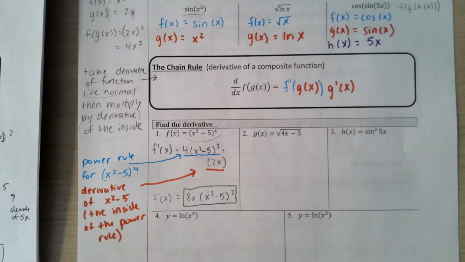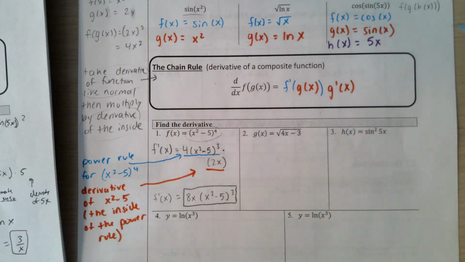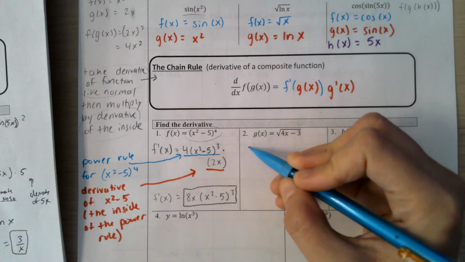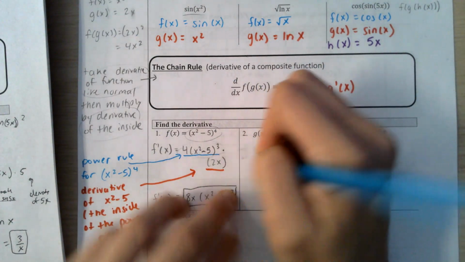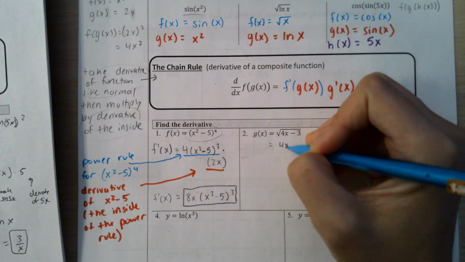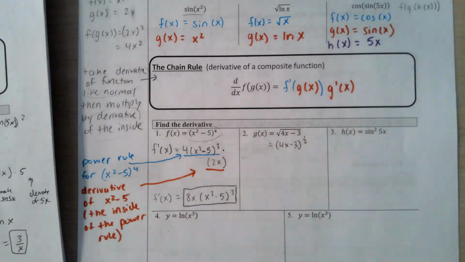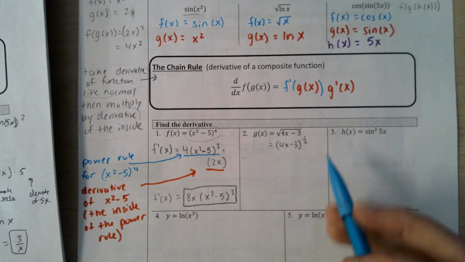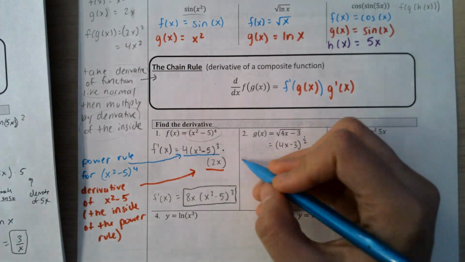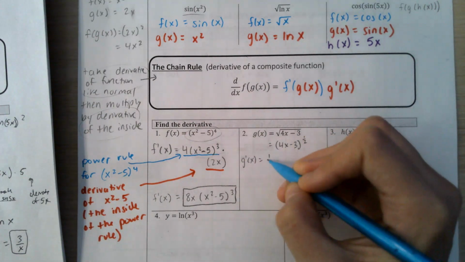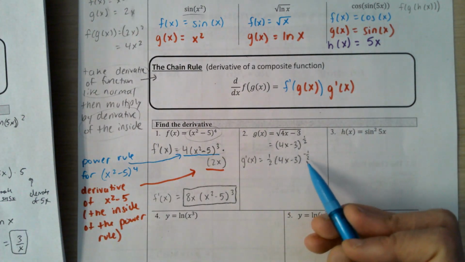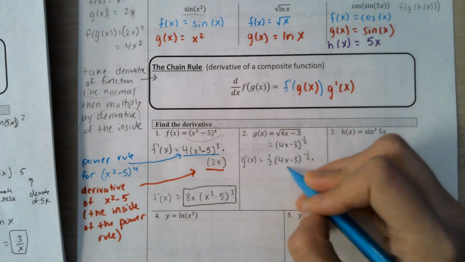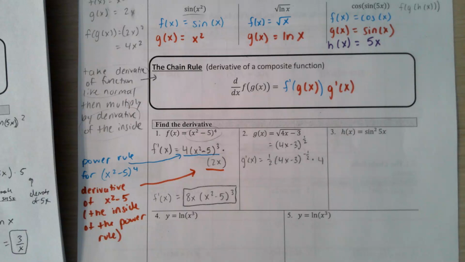Okay, so this is just going to be very practice heavy, lots of different cases. So for number 2, we have g prime of x. Actually, before we start, I'm going to rewrite this. So we have 4x minus 3 to the 1/2, right? Because square root is 1/2. So then it'll be easier to take the derivative. So we have g prime of x equals 1/2 times 4x minus 3 to the negative 1/2. So this is our normal power rule. And then we multiply it by the derivative of the inside. So that's just 4. Right?